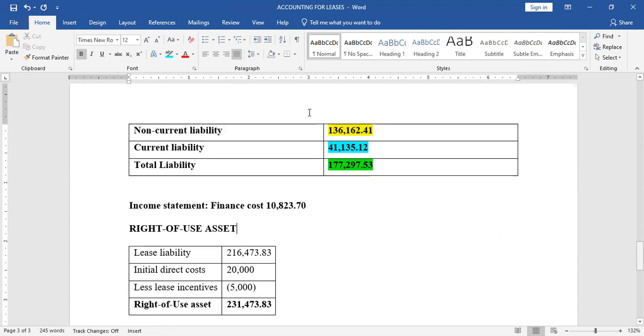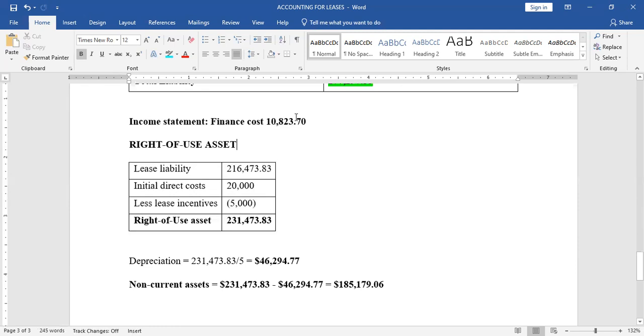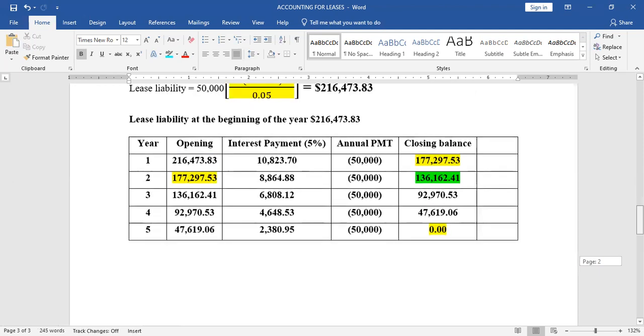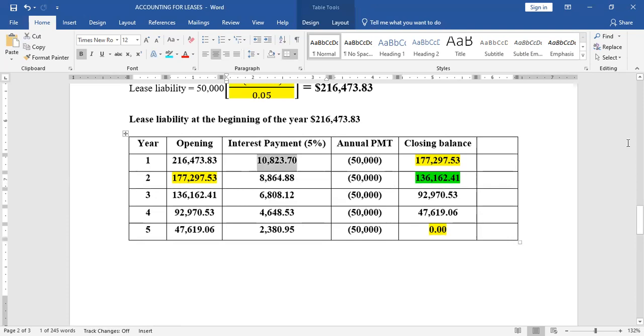So now the income statement extract, we have two things there. The other one I'll explain as I talk about the right of use asset. But this one we've already talked about, which is the finance cost, the interest. It shall go under expenses, under the theme finance cost. This is the 10. That's for year 1 alone. Okay.